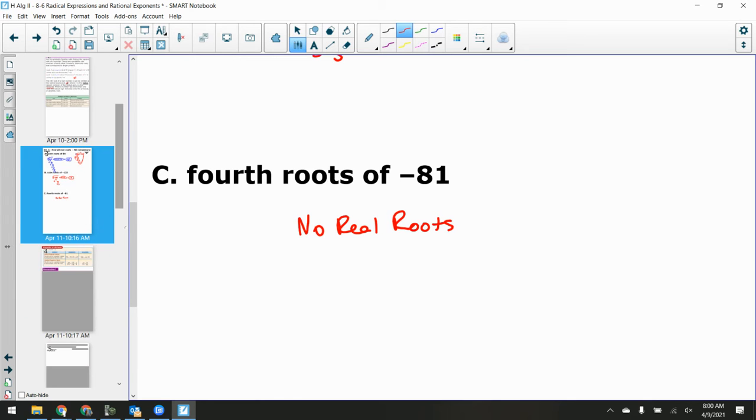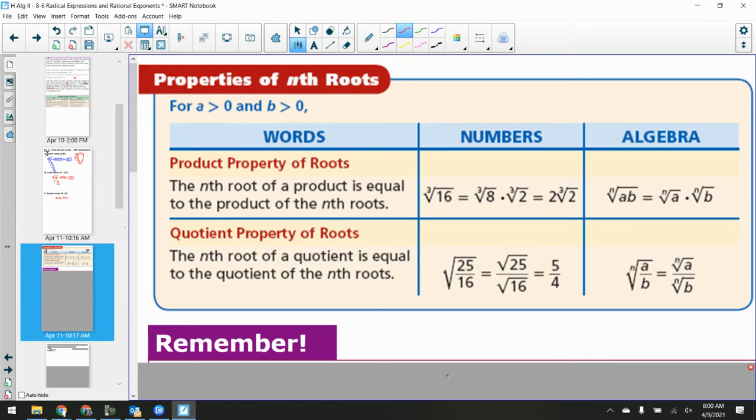All right, so let's start looking at some properties about this. Remember the product property and the quotient property of square roots. They're very similar to the product property and the quotient property of nth roots. We're just applying what we know from square roots and saying, okay, what if I change up the index? What if I make it a third root instead of a square root? Do the rules still apply? Yeah, the rules still apply.